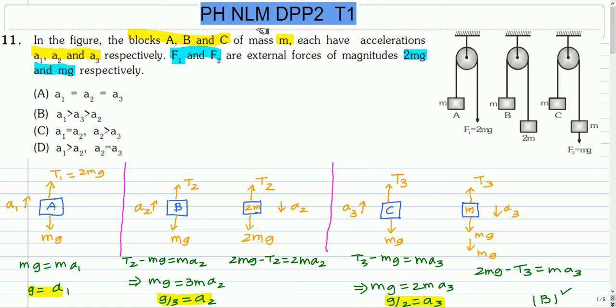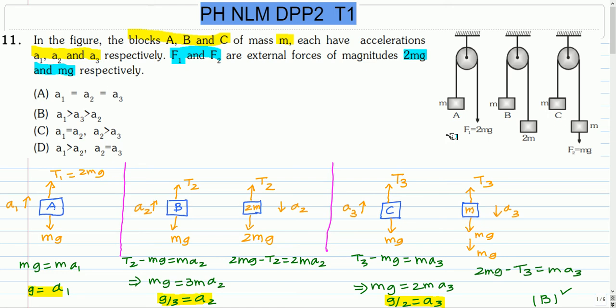In this video, I will discuss some Newton's laws of motion problems. This is the first problem. In the figure, the blocks A, B and C of mass m each have accelerations a1, a2 and a3 respectively. F1 and F2 are external forces of magnitudes 2mg and mg. Four options are given. We have to rank the accelerations in the three cases.